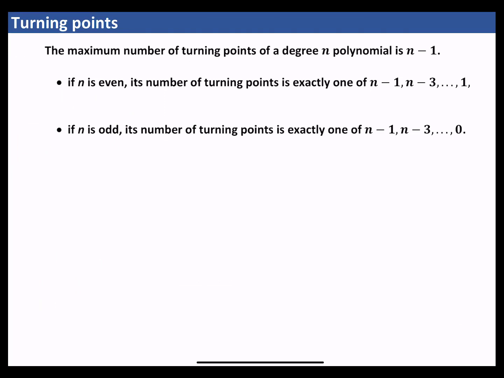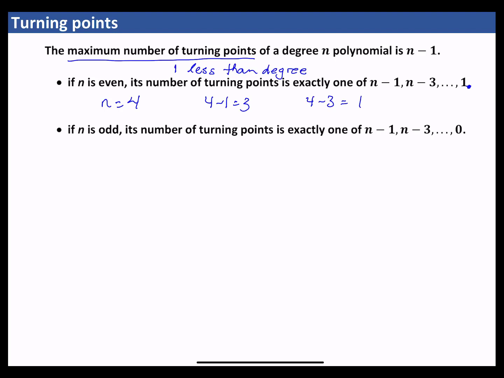In general, for all polynomials, we can conclude that the maximum number of turning points of a degree n polynomial is n minus 1. In other words, the maximum number of turning points is 1 less than the degree of the polynomial. Moreover, if the degree n is even, then the number of turning points is either n minus 1, n minus 3, etc., till we get down to 1 turning point. We saw this with the degree 4 polynomial. It had either 4 minus 1, which equaled 3 turning points, or 4 minus 3, which equaled 1 turning point.